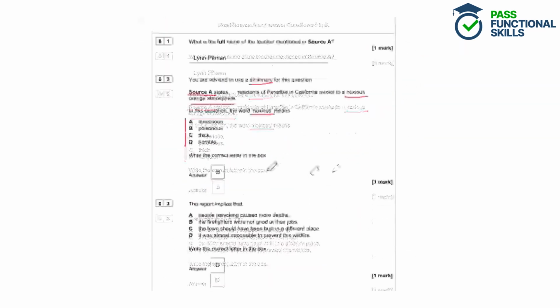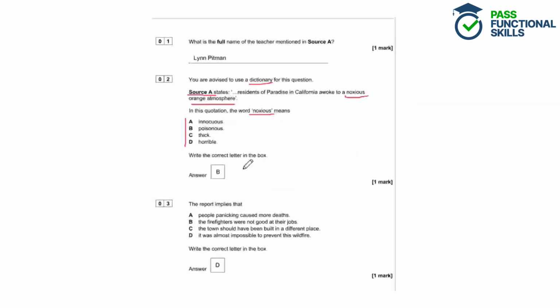And then if we take a look at the dictionary, we can see that there are 2 definitions of noxious. It can either mean morally harmful or corrupting, or it can mean harmful and injurious to health. So we know that a fire cannot be morally harmful, so the second definition, harmful or injurious to health, is the correct option. So that's what noxious means.